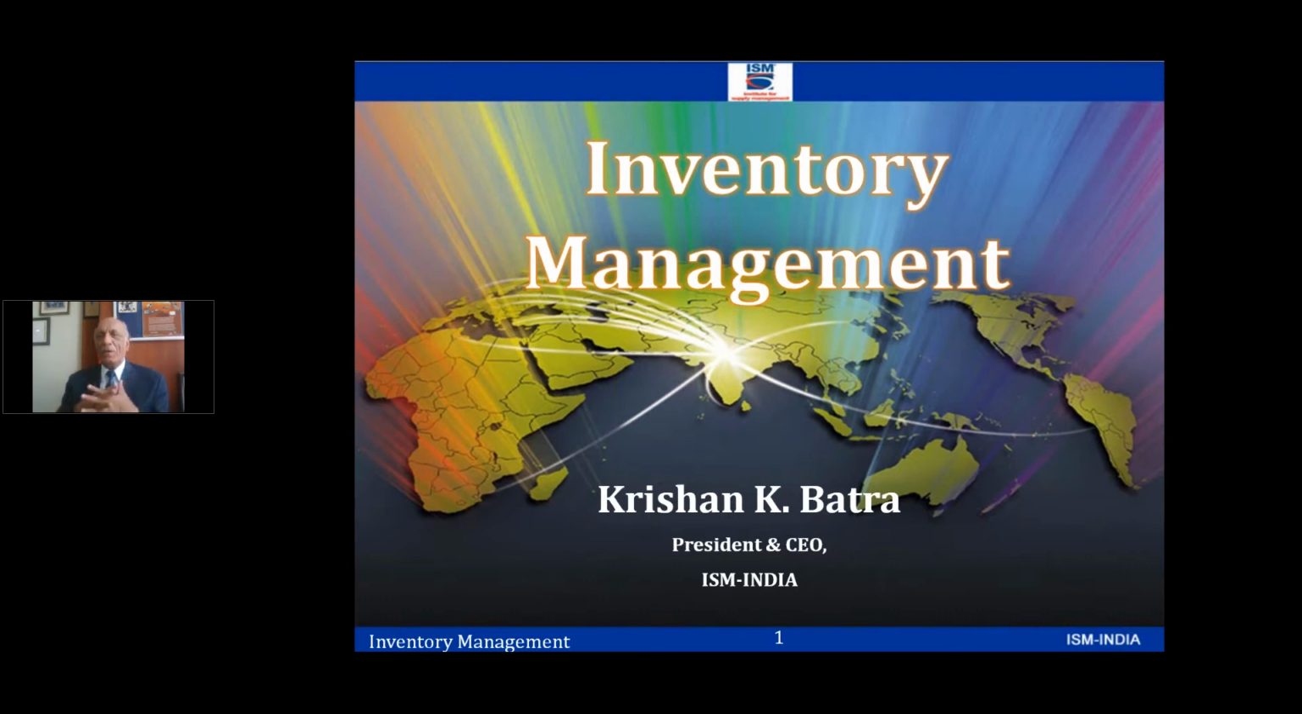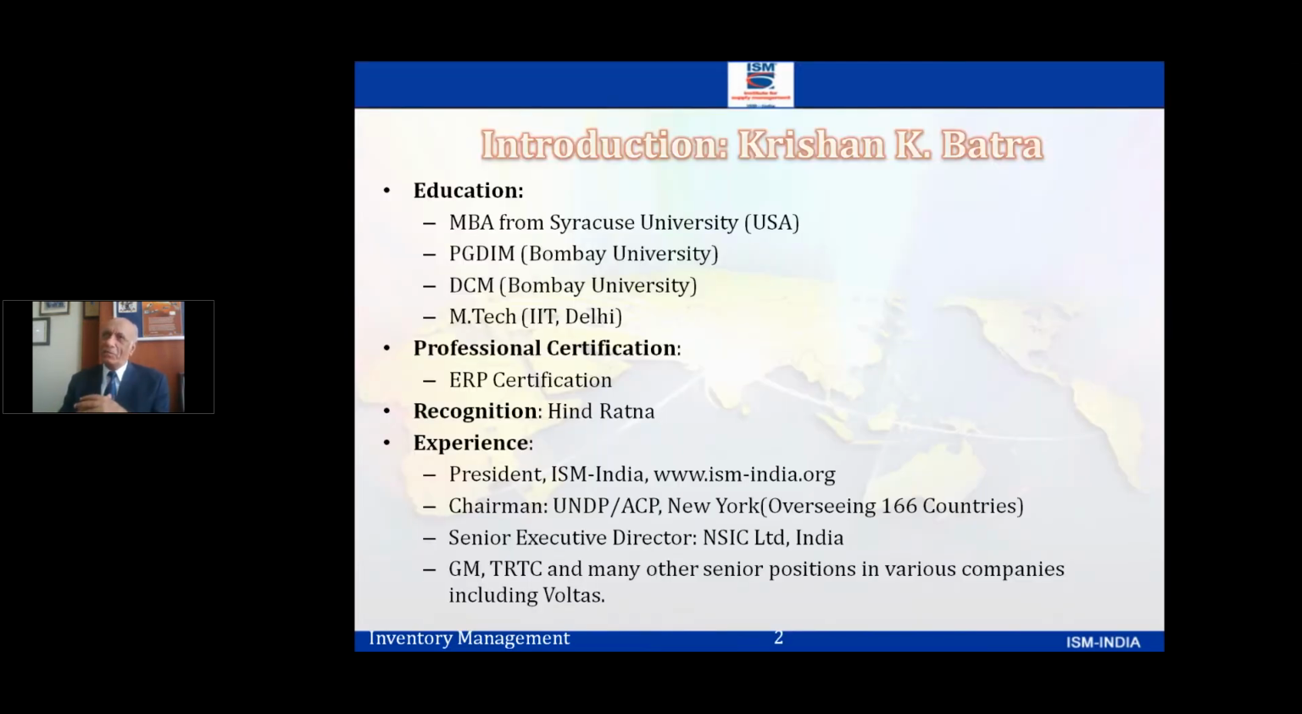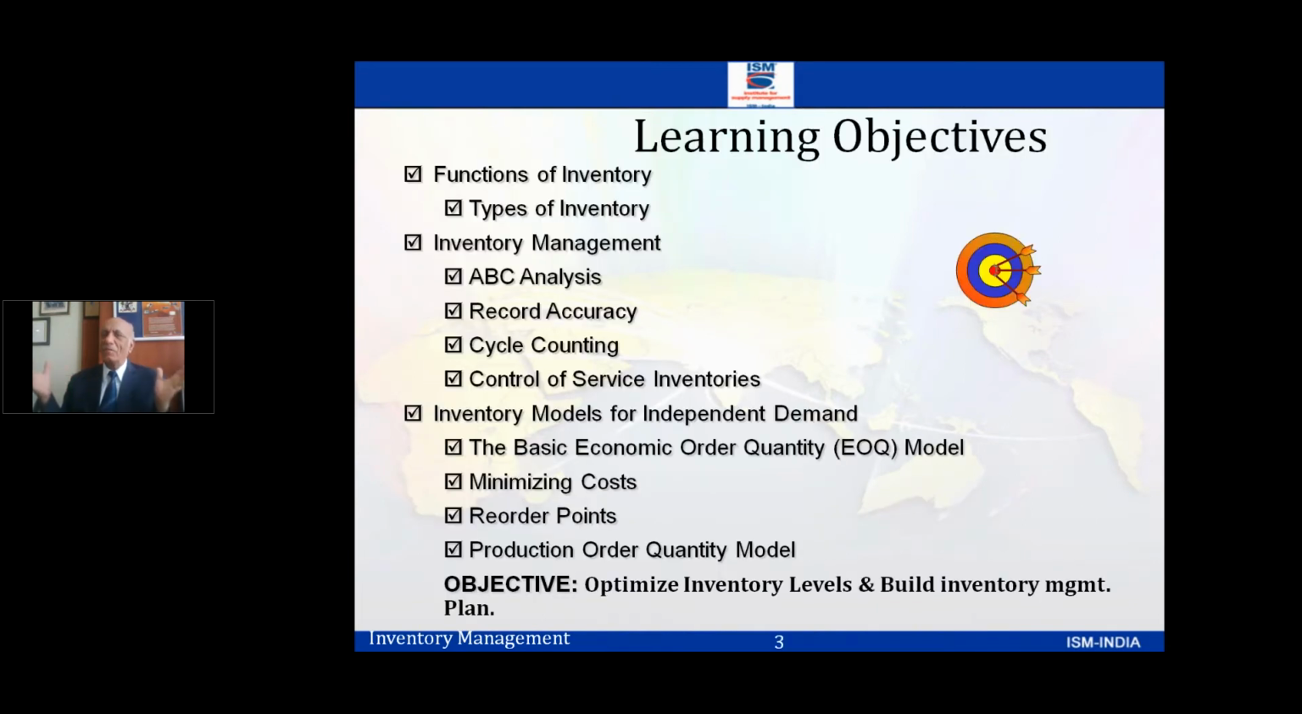In the session, the learning objective is first to understand the function of inventory. What is inventory? Why do I need to have inventory? Which I've given you some synopsis of. Then the types of inventories: we're going to talk about the types, the raw material, the finished goods, all those things. Inventory management: should I follow the ABC analysis? Should I follow the Pareto analysis?